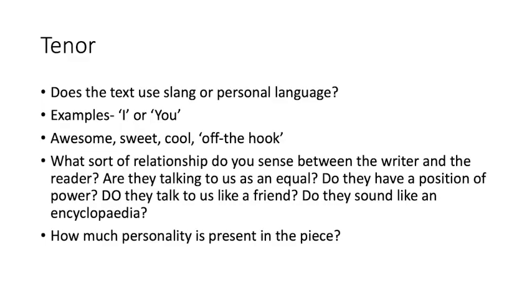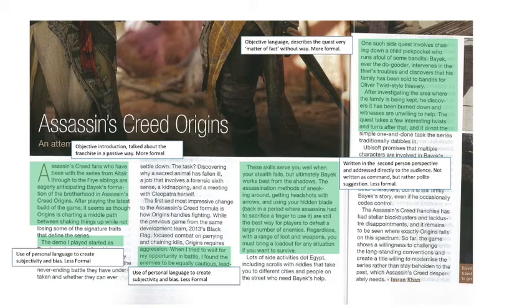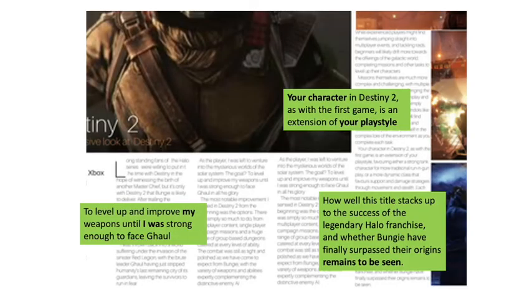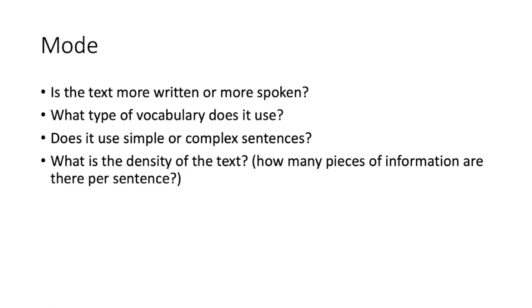In terms of the tenor, I was looking for the use of personal language, things like I or you, or informal language that made more of a casual relationship with the reader. In looking through, again I found a mix between objective language that talked more formally and more personal language that created more of a relationship between the writer and the reader. I created a similar impression, where I was able to use personal language, "improve my weapons until I was strong enough," but I also used some more objective language, suggesting how well this title stacks up to the success of the franchise.